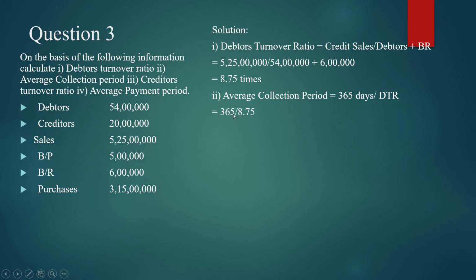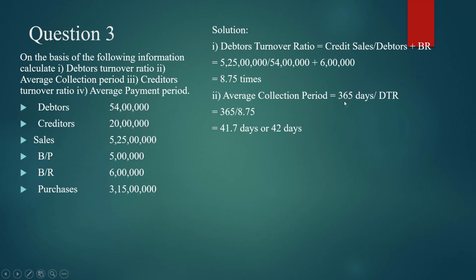Now 365 days we have in a year, right? So you have to write 365 days divided by 8.75 times. 8.75 times is the debtors turnover ratio. We just now calculated it, right? So when we divide it, we get 41.7 days or 42 days. Now in this case, we don't have to write it as times. For collection period and average payment period, we don't write the answer as times. We have to write it as days. So here it is 41.7 days, so we can just round it off to 42 days.